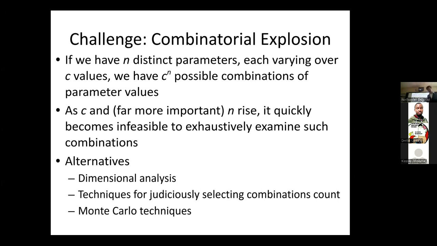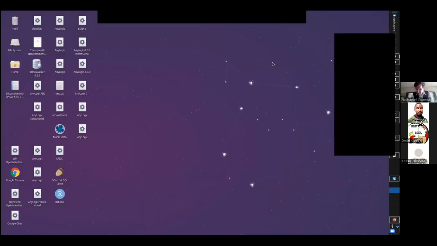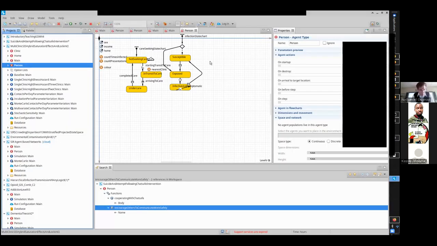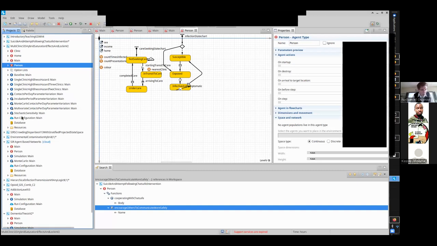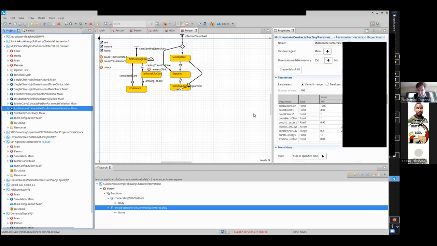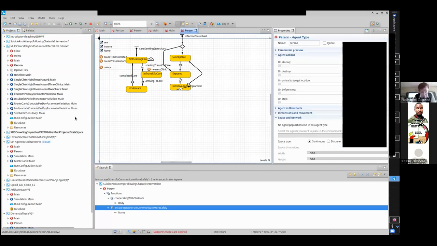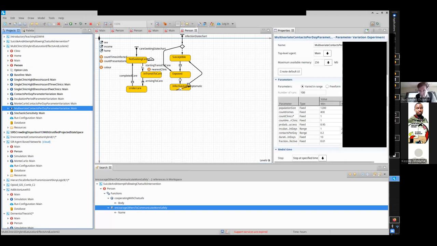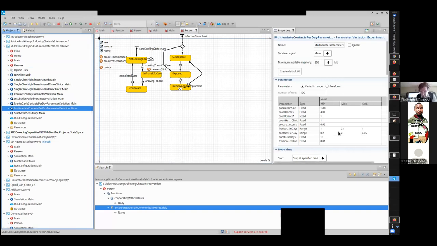So one thing is the size of the model. But the other thing is, often here we're looking at parameters that are conceptually continuous. So for this case, we're dealing with things like the incubation period in days and the contacts per day. Those were the things that were being varied here. And those are conceptually continuous.